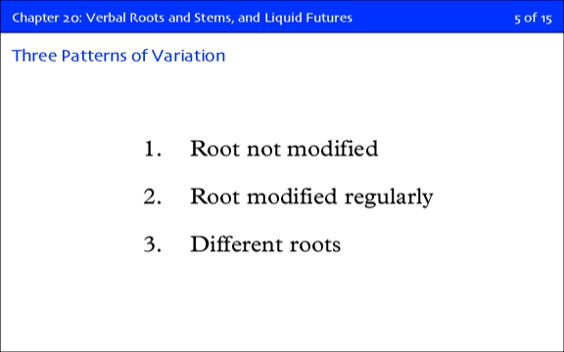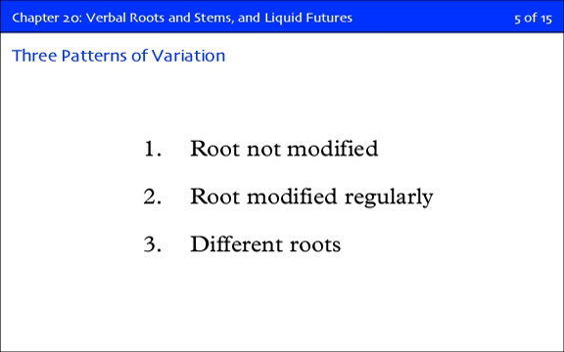Sometimes the root isn't modified at all. In other words, like akuo, you look at the present tense stem and you're going to see the root, aku. But there's another group of verbs that modify the root regularly in the formation of the present tense stem. And again, these don't have to be memorized because you're going to learn the patterns and you'll be able to identify the inflected forms when you see them.